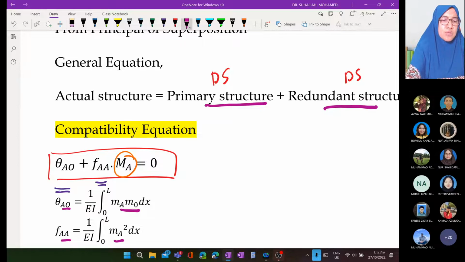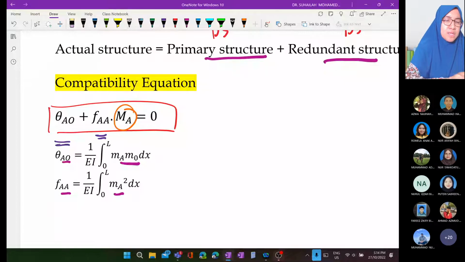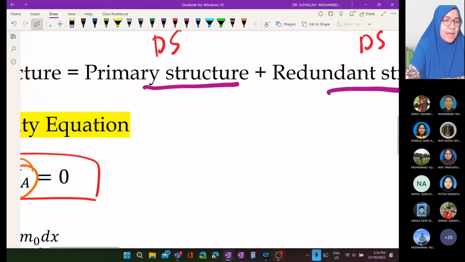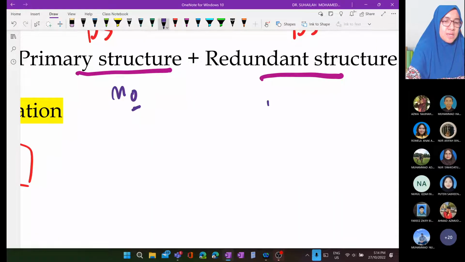For primary, we always use the symbol naught. So we will have the moment equation which comes from the primary structure or primary beam. The moment equation for the primary beam is M naught. Naught is always the symbol for the primary structure. For the redundant structure, this is M, the moment equation in small letter. So this M, if the redundant is the moment at A, we can put this as MA.